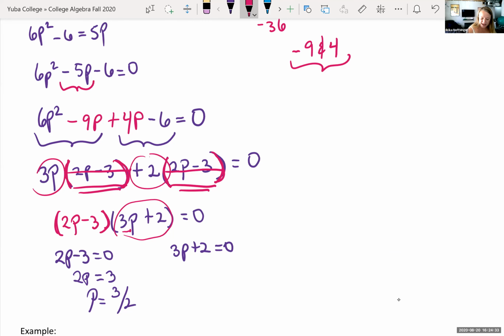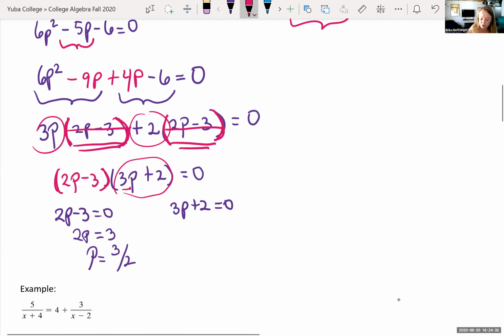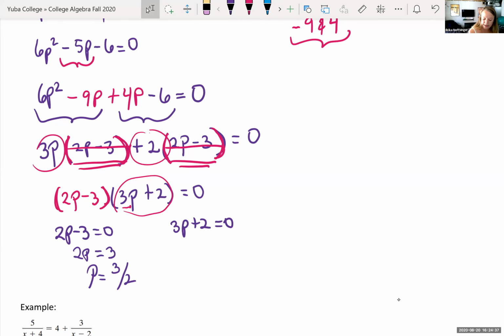So now we're looking at 3p plus 2 equal to 0. And so to get the term with p by itself, we would subtract 2. So we get 3p equals negative 2. Divide both sides by 3 to get p by itself. You get p is equal to negative 2/3.